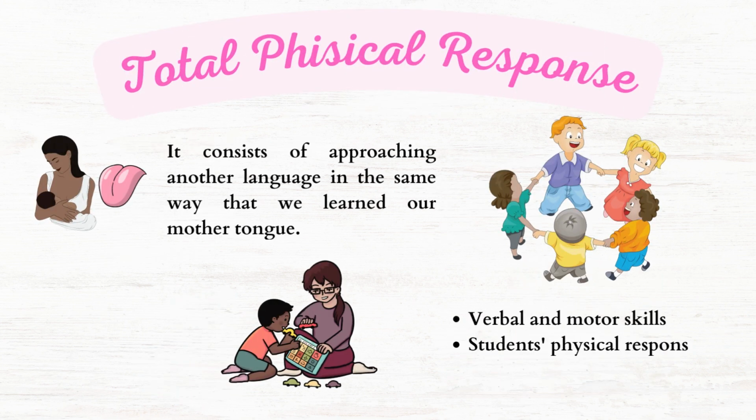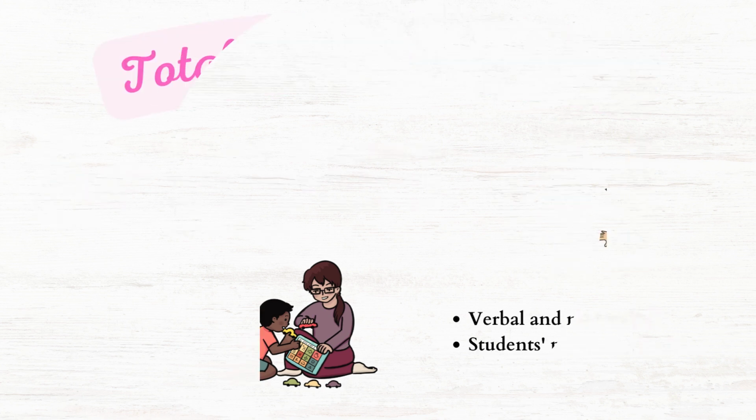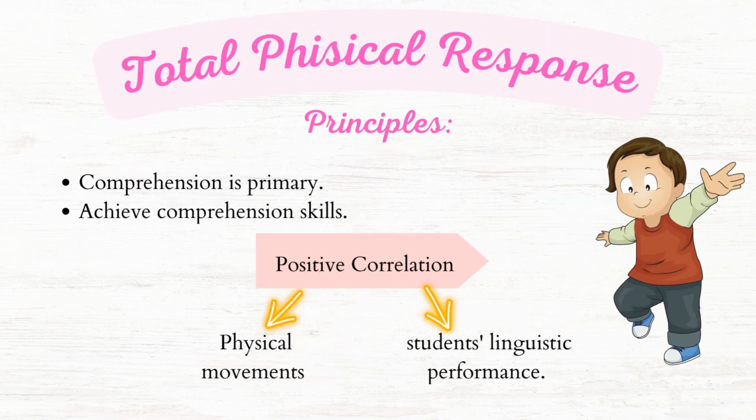Total physical response method. The total physical response focuses on how children learn their native language. This method combines verbal and motor skills and how the students physically respond to the teacher's verbal communication. The principles according to this method are the following. Comprehension is primary rather than speech production. Students are directed to achieve comprehension skills before attempting to speak.